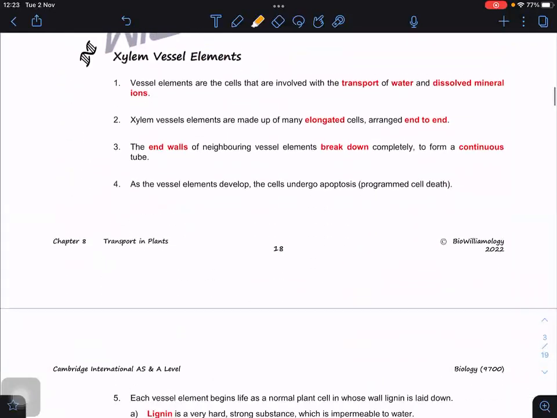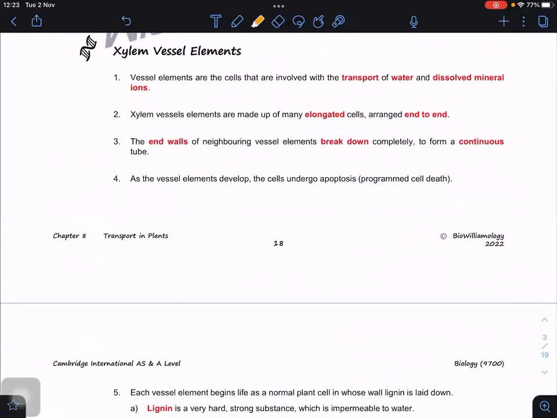So let us look at xylem vessel element first. When we talk about xylem vessel elements, they are involved in the transport of water and dissolved mineral ions. They have many elongated cells arranged end to end. When they become mature, the end wall is broken down, forming a continuous tubule. As the vessel continues to develop, the cell undergoes apoptosis or programmed cell death. So the vessel elements are eventually dead cells.